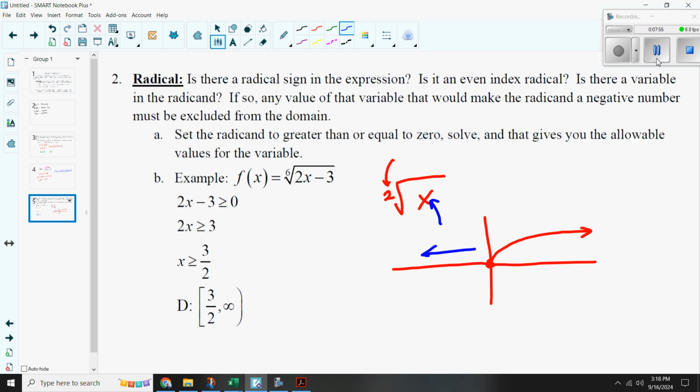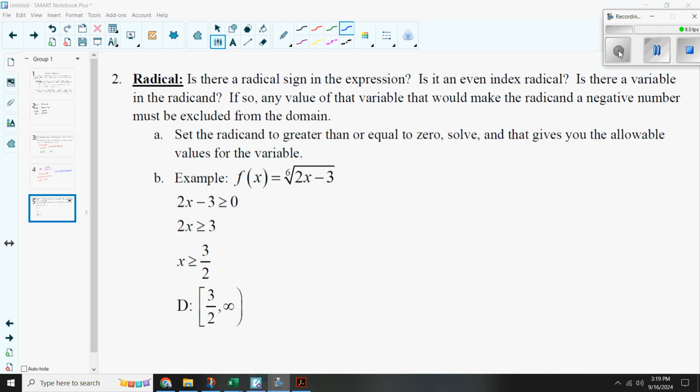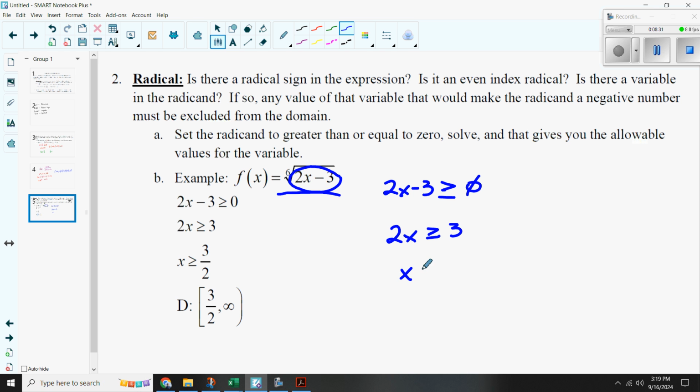So I look for a radical sign, and then I look to see, does it have an even index? If it has an even index, like my example right here does, I take the radicand, what's underneath the radical sign, so I have 2x minus 3, and I say that has to be greater than or equal to 0. Well, then I solve that. So I have 2x has to be greater than or equal to 3, adding 3 to both sides, divide by 2 on both sides. x has to be greater than or equal to 3/2.